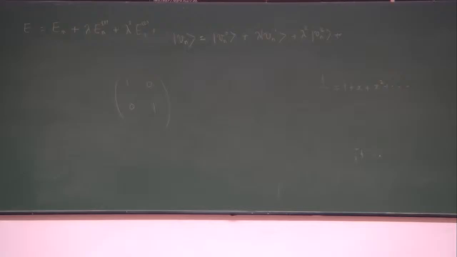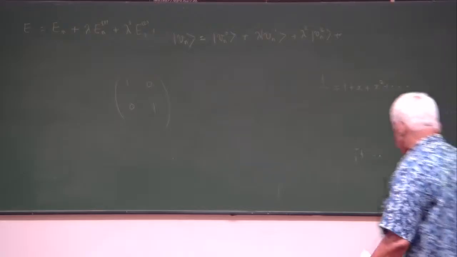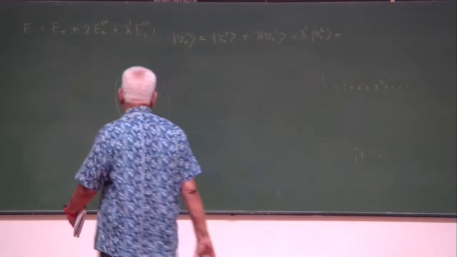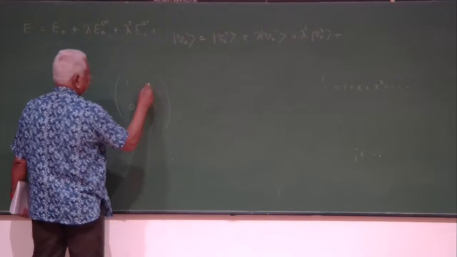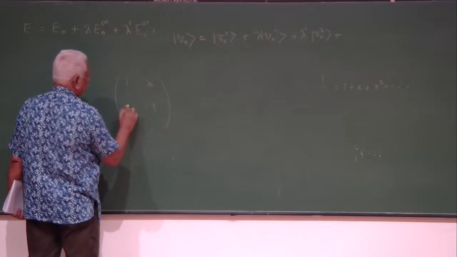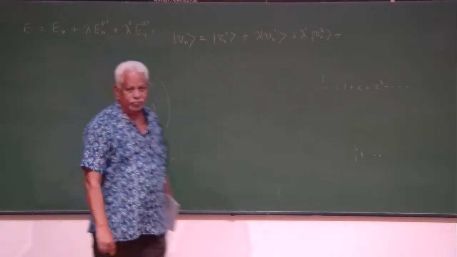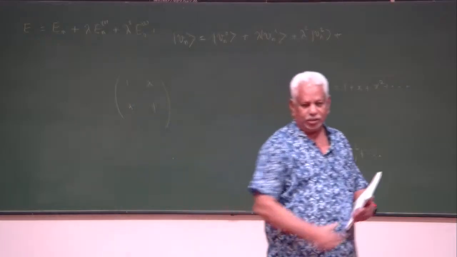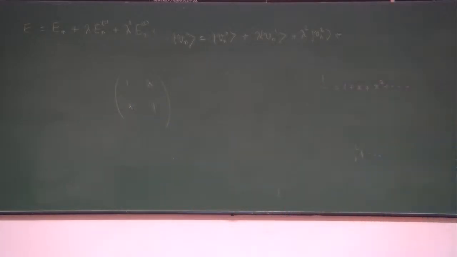I now perturb it. And when I try to perturb it, I will put lambda here, lambda here. I have perturbed it. What are the eigenvalues of this matrix?